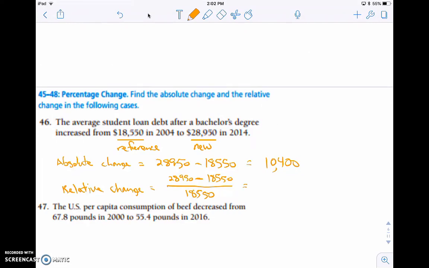First off, I'm just going to do this calculation here so you can see that as a decimal you get 0.561. Then we're going to take that and change it to a percent, so you multiply by 100 or move that decimal over. So it's 56.1% is the relative change. Since both of these are positive, we know that they are increases.